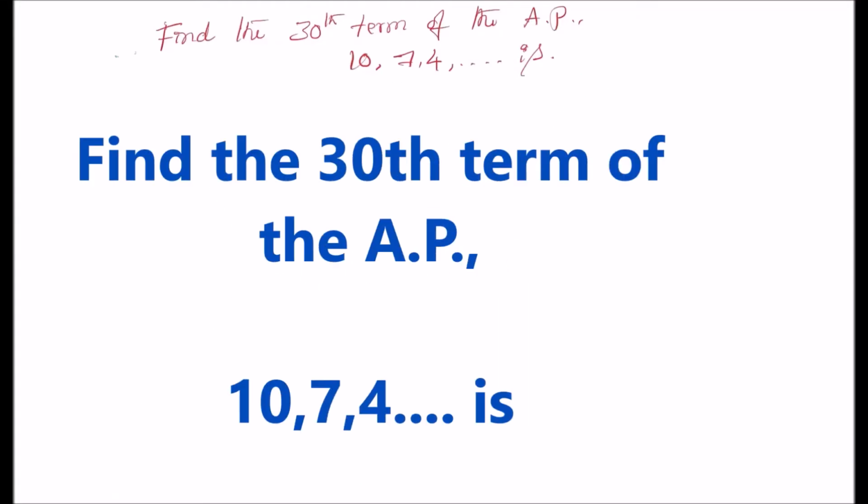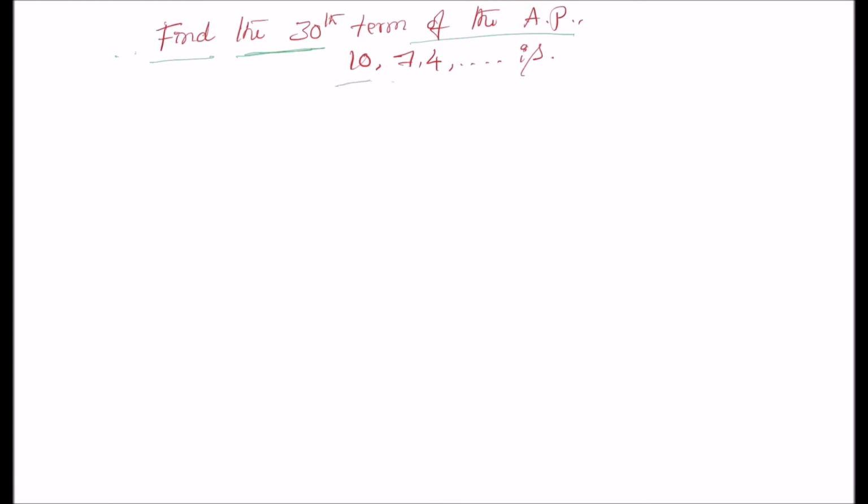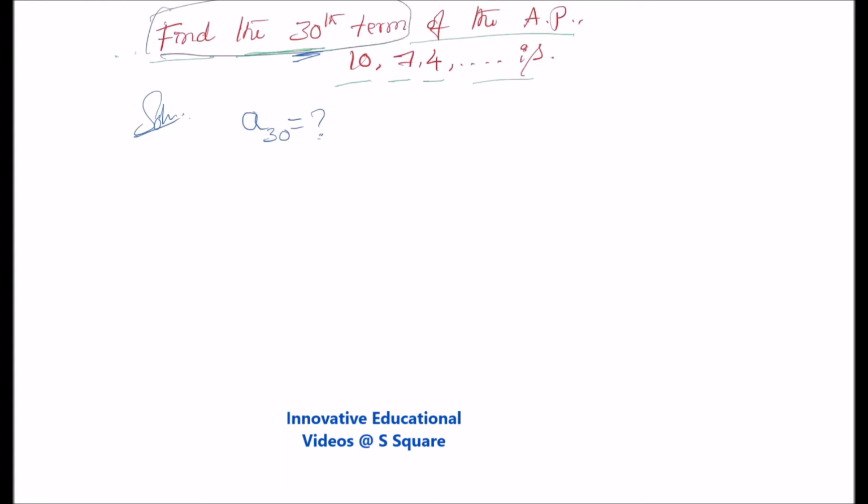Now you can see the question. Find the 30th term of an AP, that is 10, 7, 4, and so on. What we have to find is the 30th term, which is nothing but A30, is question mark. Now let us see the data.